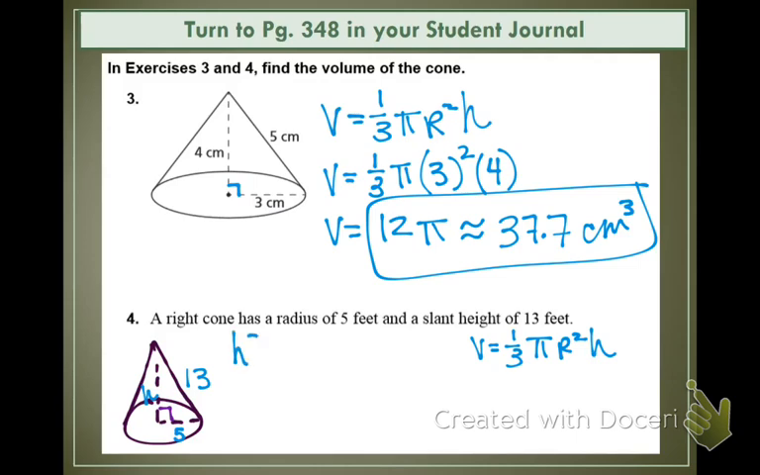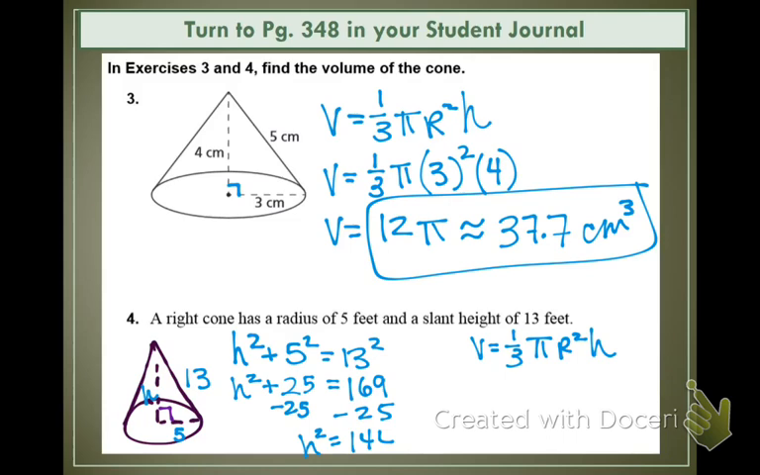So we're going to do h squared plus 5 squared equals 13 squared. Why is 13 on the other side of the equal sign? It's the hypotenuse, and it is across from the right angle. See, this is the hypotenuse. 5 squared is 25. 13 squared is 169. h squared equals 144. So what does h equal? The height equals 12.